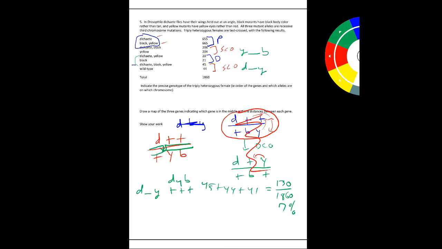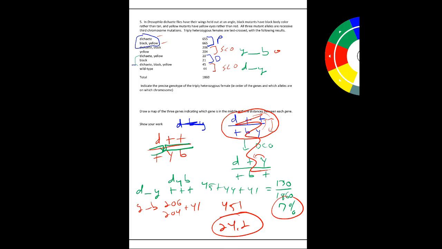Alright, the other guys up here, between Y and B, are going to be 206. So they're farther apart, we can tell that. Plus 41, have to always add in the double crossovers. 206 plus 204 plus 41, 451 over 1860. I think I just added them to 1860. 451 divided by 1860. That's what you get for $2. 24.2.